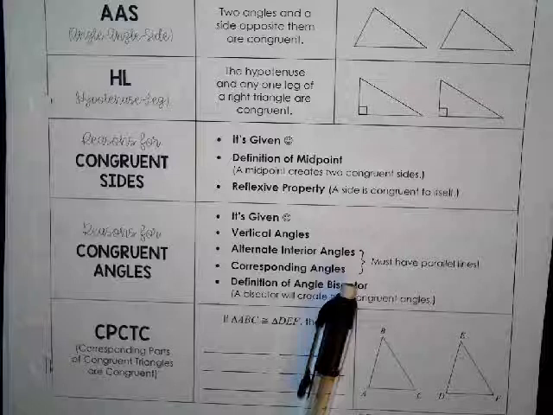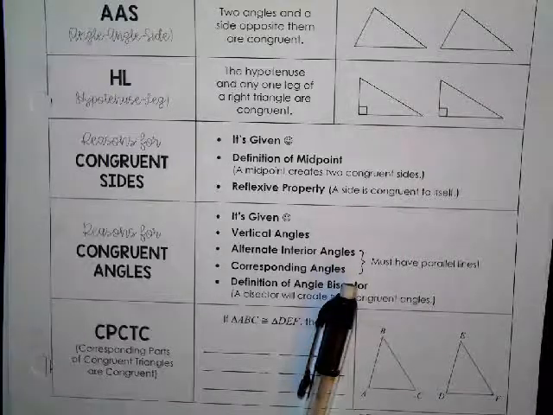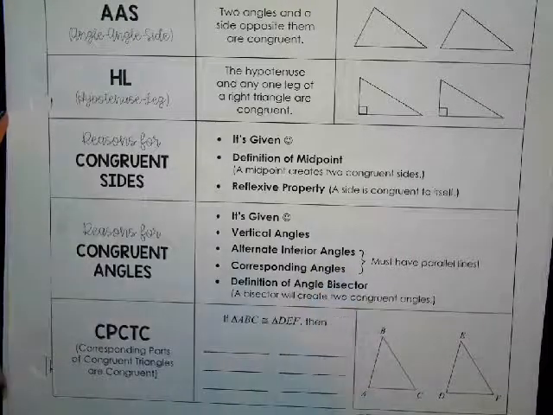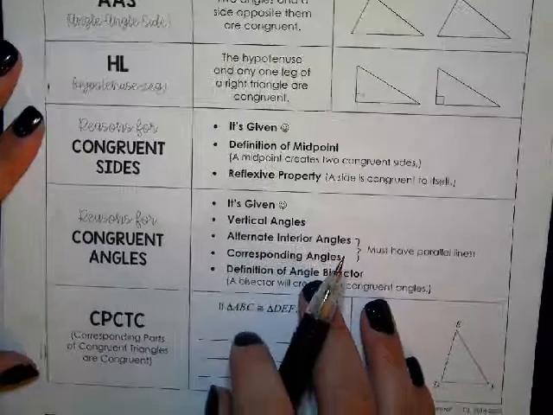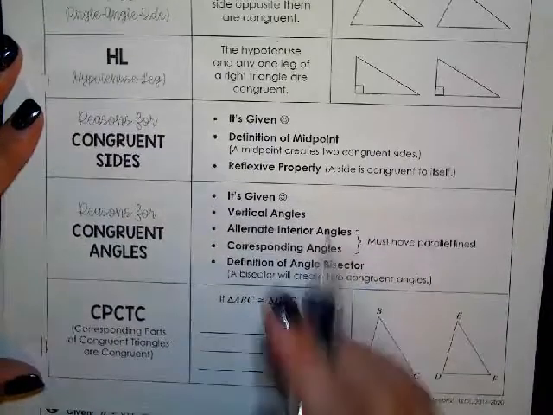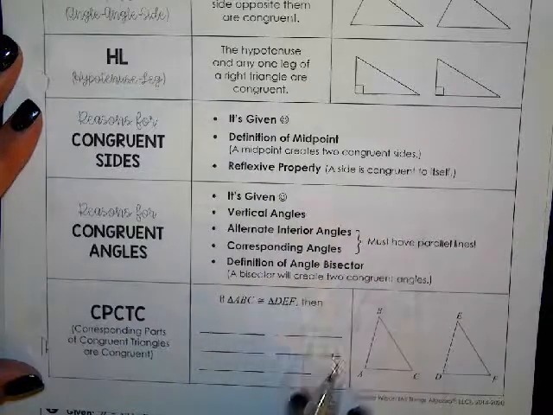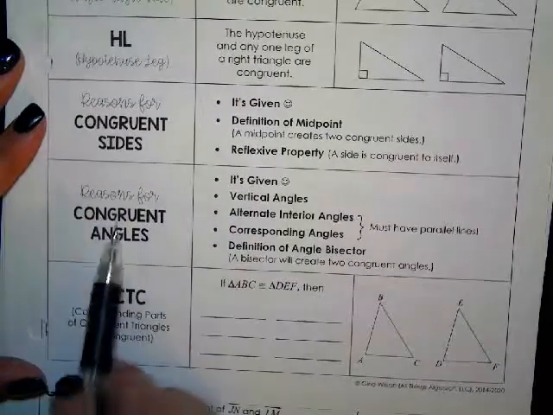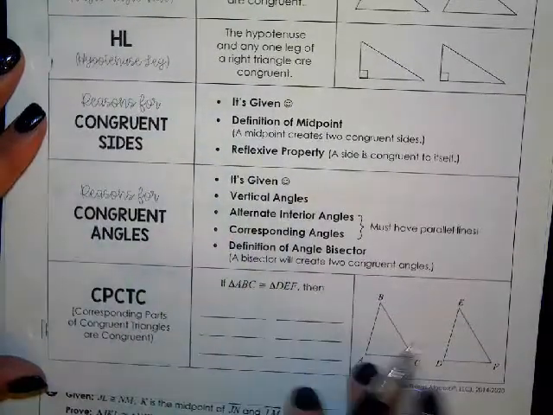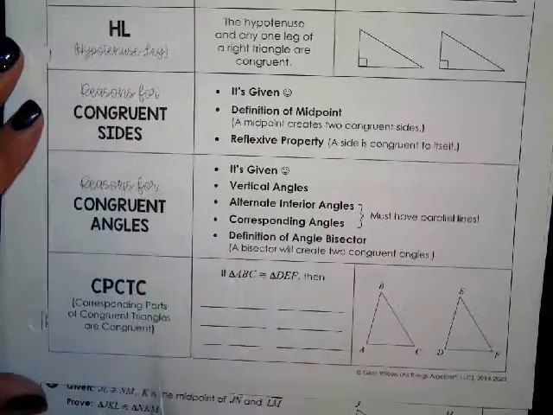It's equal to itself. Does that make sense? We call that the reflexive property. I like to call it the duh property because, duh, it's like itself, so it's equal. Okay? Reflexive property: a side is congruent to itself. So those are the primary things you're going to use today. Reasons that angles are congruent.